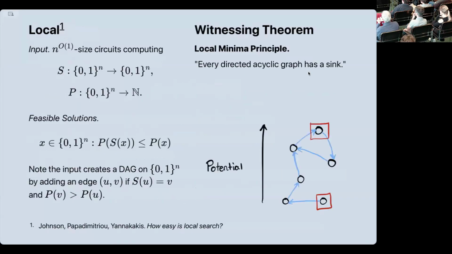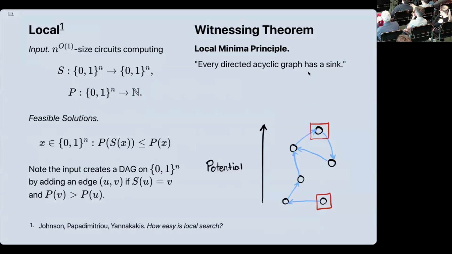Okay, so let's see a second example. This one is going to be called Local. It has a little bit of a funnier definition, but I still think it's pretty natural. Now I'm going to have two polynomial size circuits for my input. The first one, S, computes what I think of as a successor function, and the second computes a potential on the nodes. The feasible solutions are any node, any string in my input, such that the potential of the successor is less than the potential of my node.